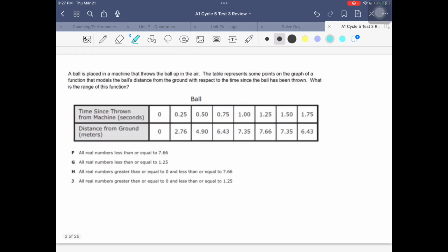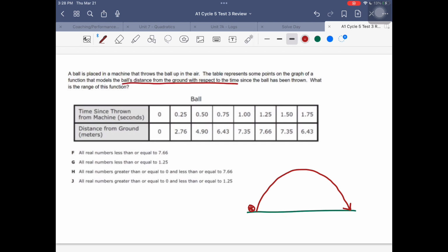This one right here, we talked about this one in my class a lot. So it says a ball is placed in a machine that throws a ball up into the air. So let's just visualize this. Here's our ground, and it's throwing the ball into the air, and we know with physics that the ball must come to the ground. So that's the path of this little ball right here. Let's just say it's like a basketball. And it says the table represents some points on the graph of the function that models the ball's distance from the ground with respect to time since the ball has been thrown.